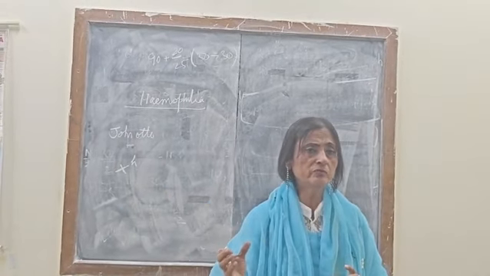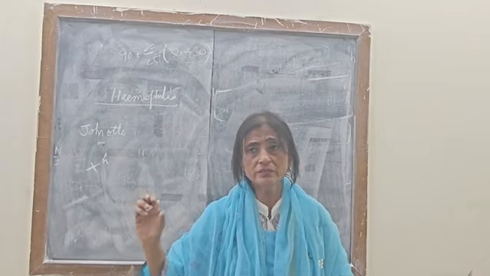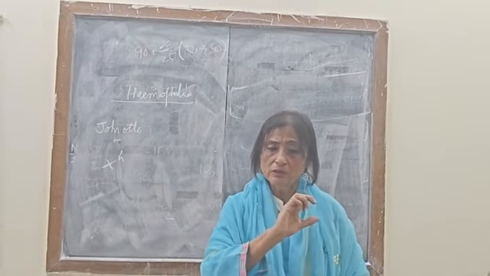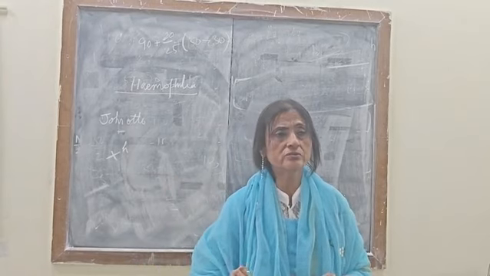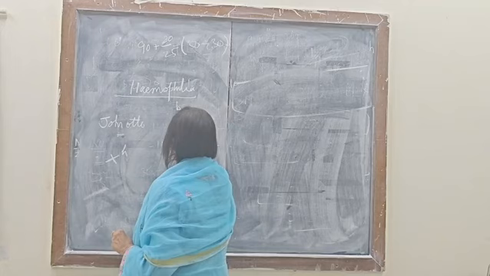Hemophilia. In case of hemophilia, the gene which controls blood clotting is defective. So there is continuous bleeding, so it is also called bleeder's disease.